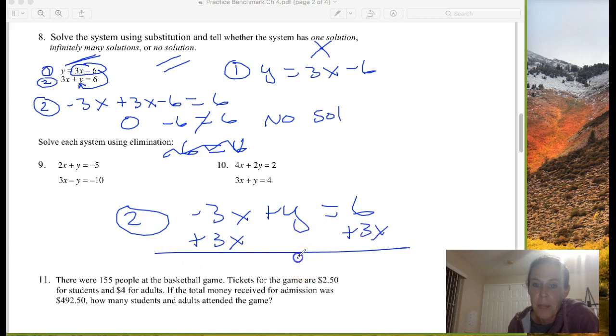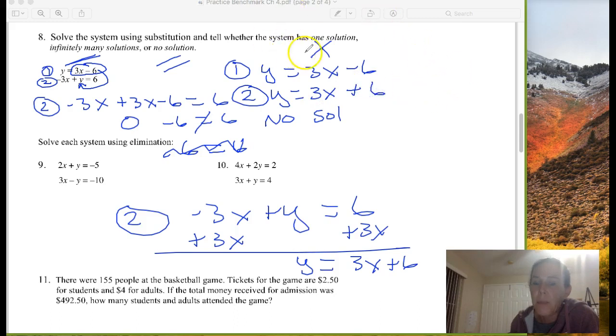Okay, and I'm going to end up with y equals, if I write this in slope-intercept form, 3x plus 6. So here's equation 1. Here's equation 2 in slope-intercept form: y equals 3x plus 6. Remember, we talked about this. If the lines are parallel, they have the same slope and different y-intercepts, which they do. This one's -6, this one's +6.